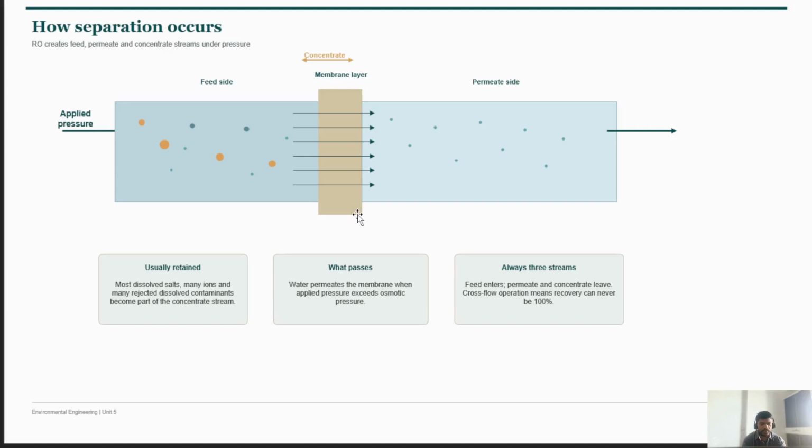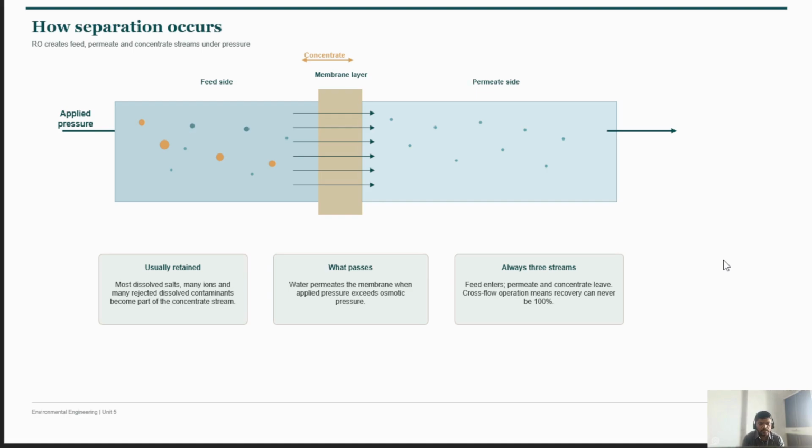This is how the process happens. There's a membrane barrier, the feed side and the permeate side. Whatever contamination needs to be filtered out will remain in the feed, and the remaining water will pass into the permeate side.